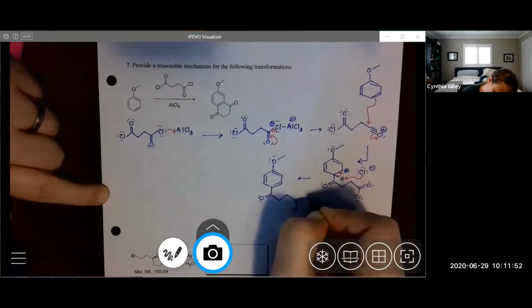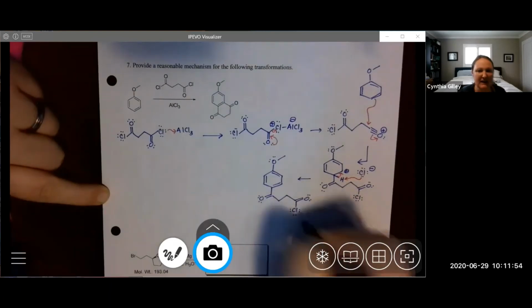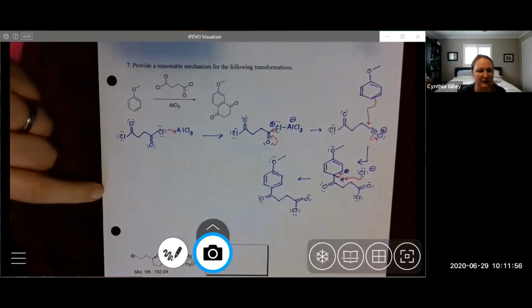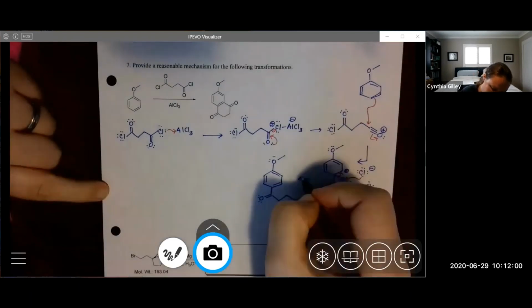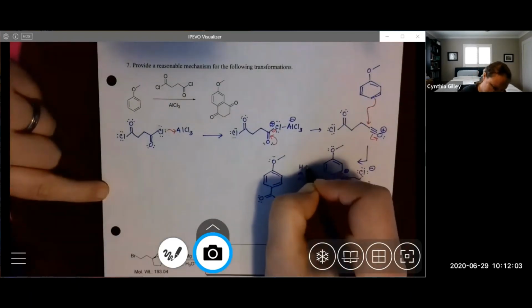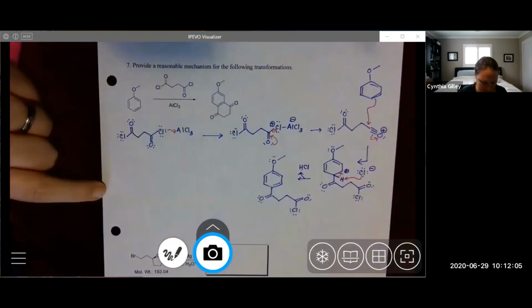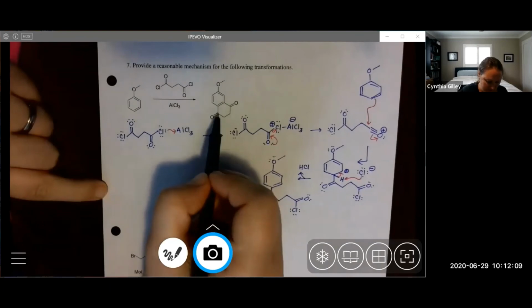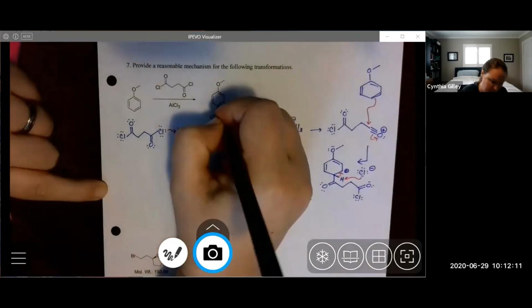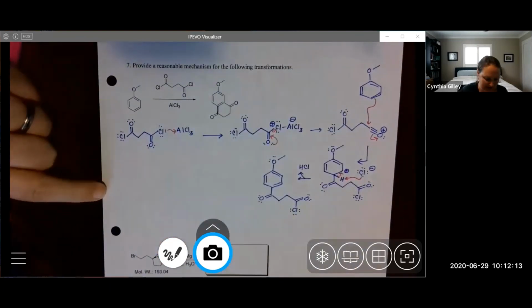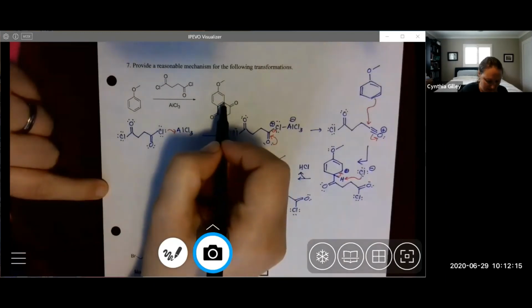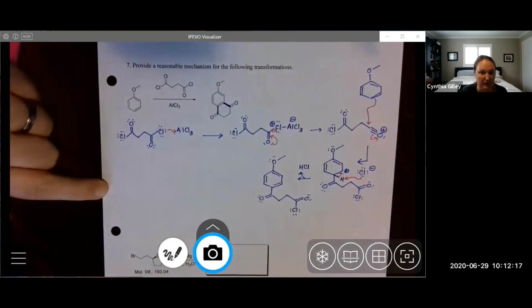Drawing all those lone pairs seems tedious, but that's actually helpful to follow along. We have a byproduct of HCl. Okay, so we're almost there. Right? We've introduced this new carbon-carbon bond in the product, but we need to introduce it again over here. We need to make both of those.